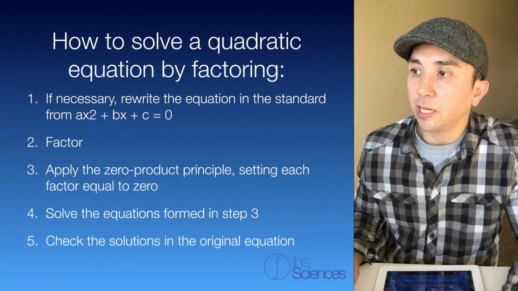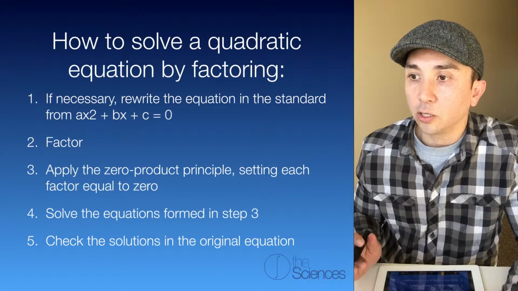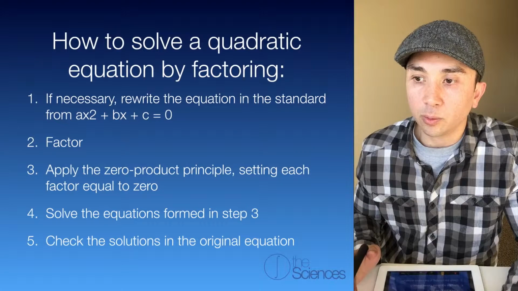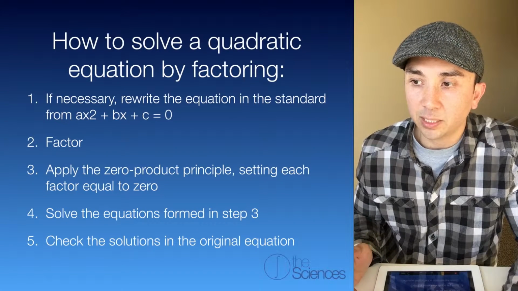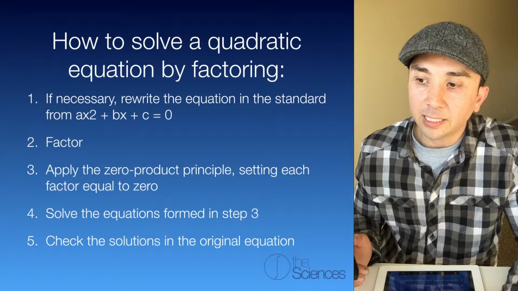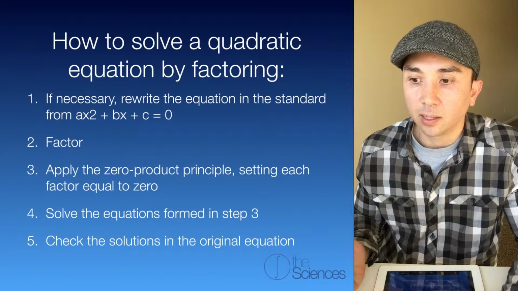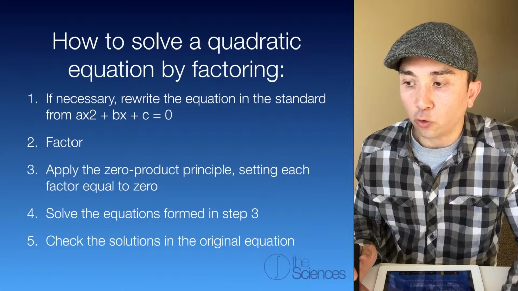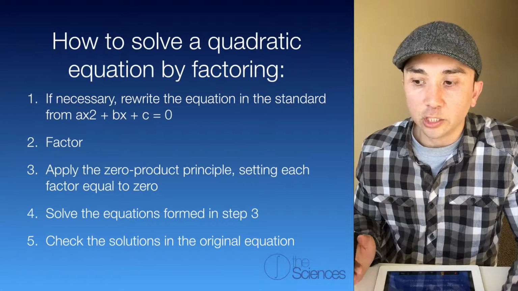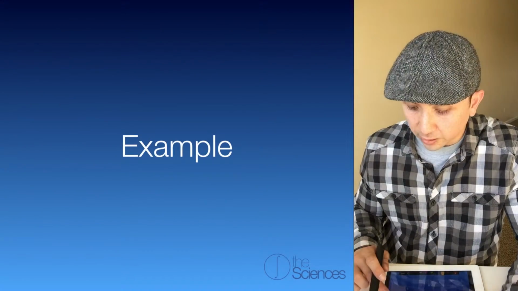Now here's how to solve a quadratic equation by factoring. If necessary, rewrite the equation in the standard form of ax squared plus bx plus c equals 0, and then factor, and then apply the zero product principle, setting each factor equal to 0. Then you're going to solve the equations formed in step 3, and then check the solutions in the original equation. So let's do an example.